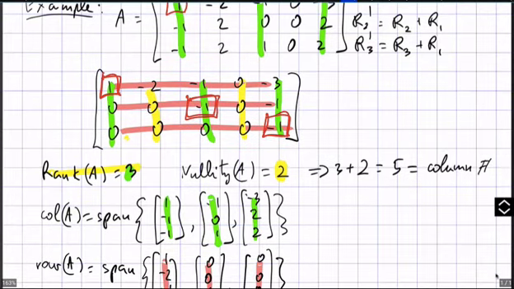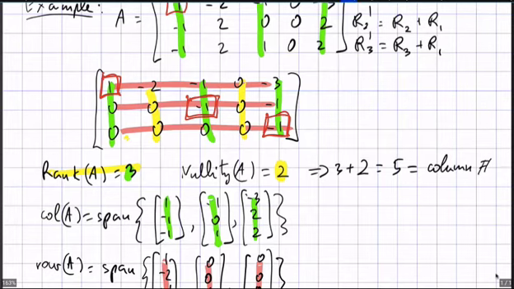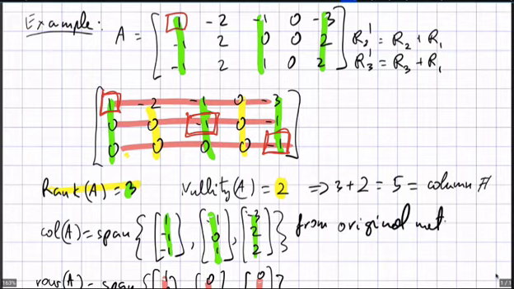Also, we can read from here the basis of the column space. These are coming from the first, third, and fifth column, but it's important that for the column space, this must come from the original matrix. It's a mistake if you choose these vectors from the echelon form.